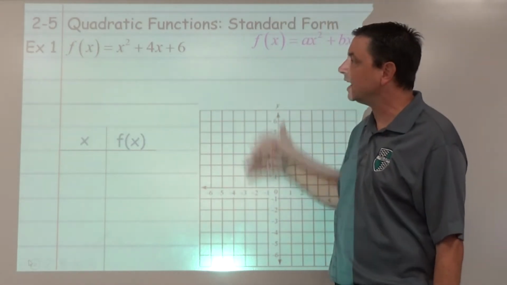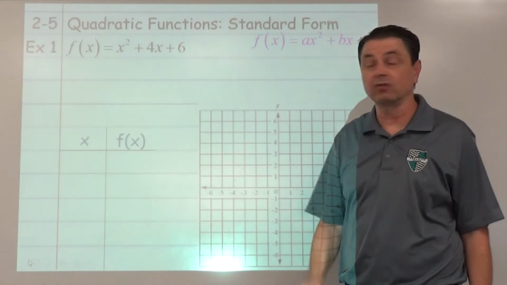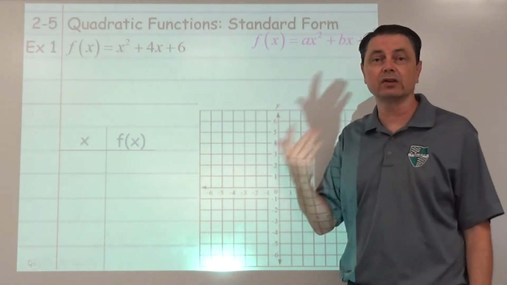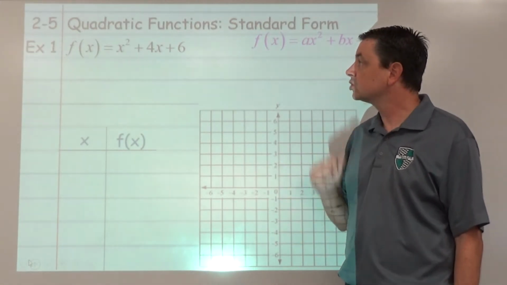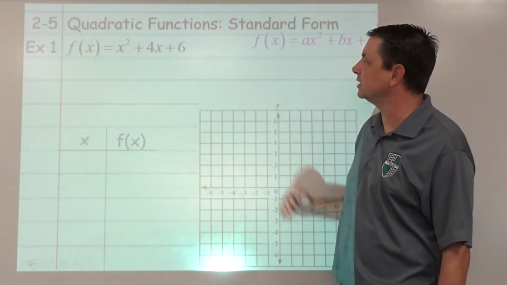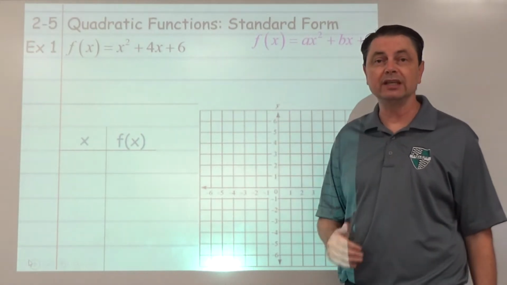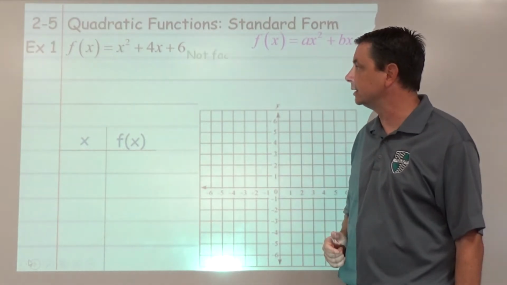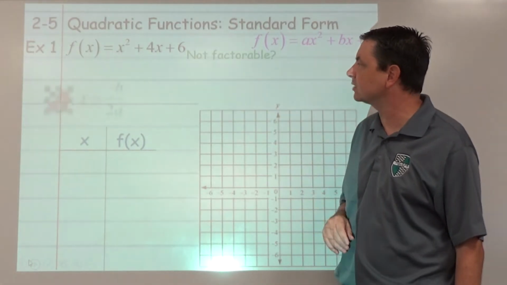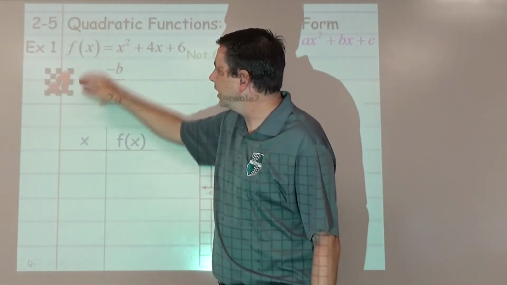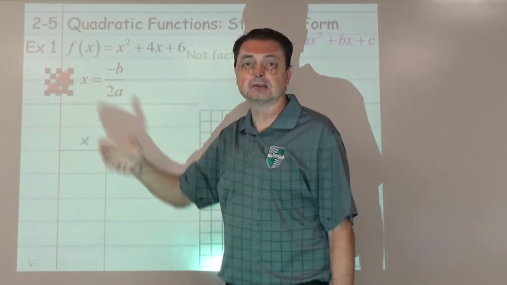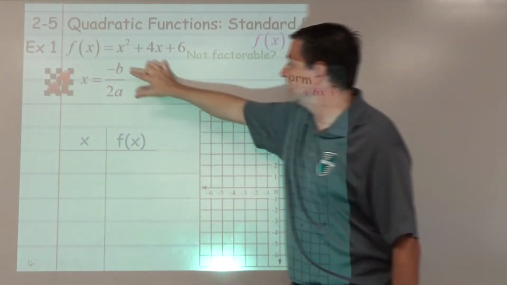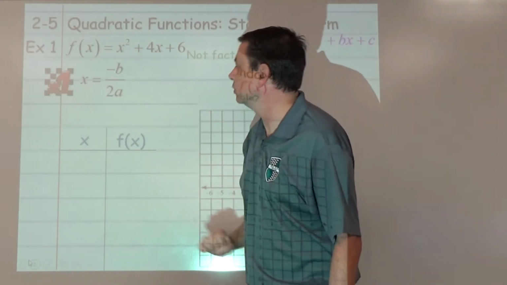So as it's not factorable, we have to have another process if we can't get it to find those x-intercepts easily. So what we're going to do is go straight from standard form and start with the formula for the axis of symmetry because it's not factorable. So number one, here's our formula. X for the axis of symmetry is the opposite of b divided by 2a.